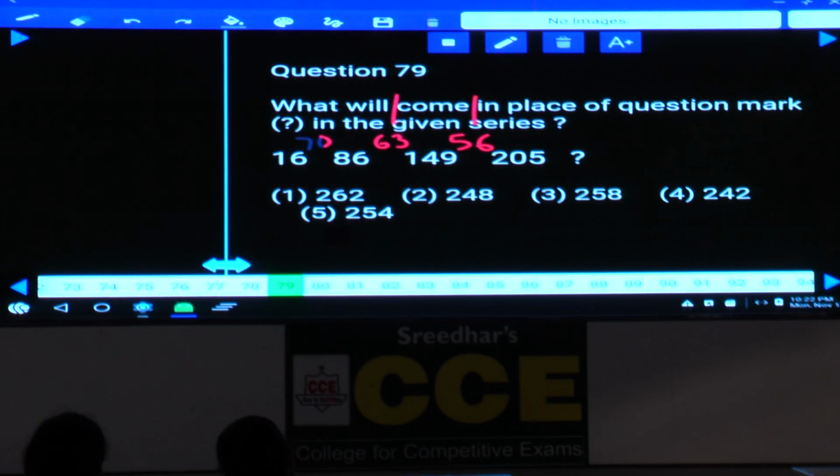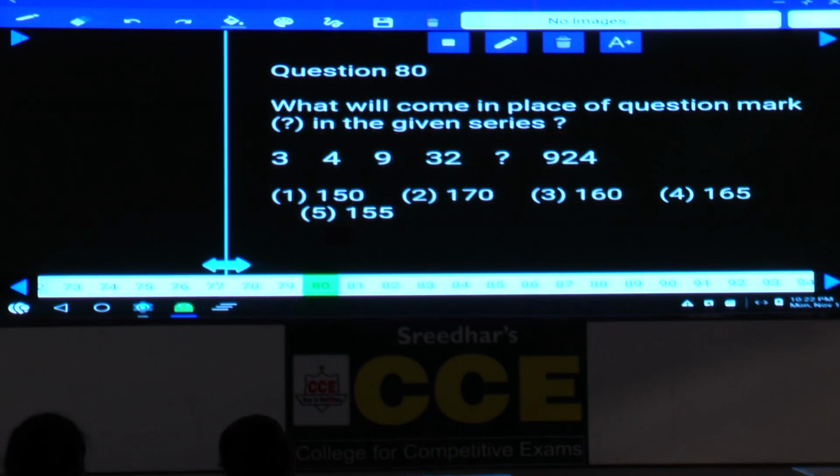7 into 10, 7 into 9, 7 into 8, 7 into 7, 7 sevens are 49. 49 should be added or subtracted? Added. Hence, what is your answer here? 9 plus 5, 4. Among the given choices, choice 5 is the answer. 79. Then coming to question number 80.